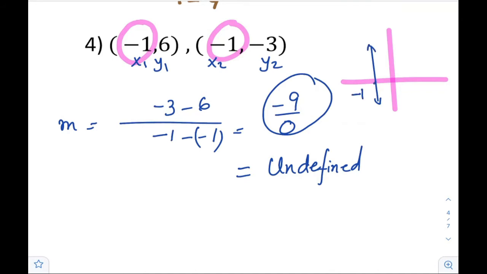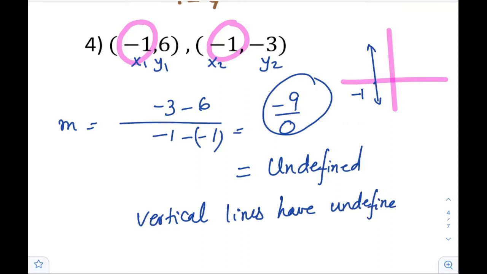So any vertical line will have undefined slope. So all vertical lines have no slope or undefined slope.